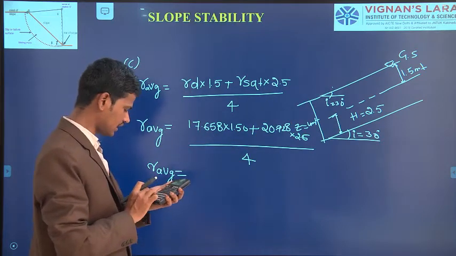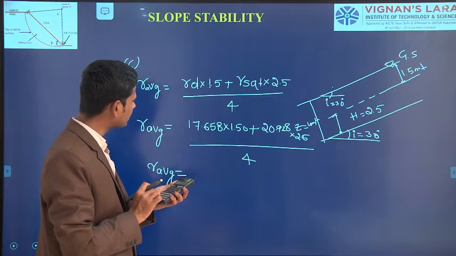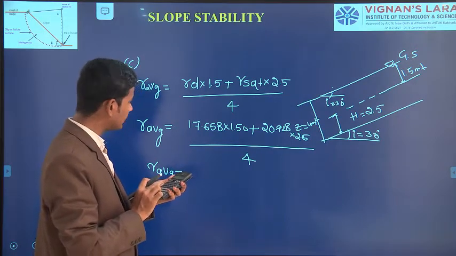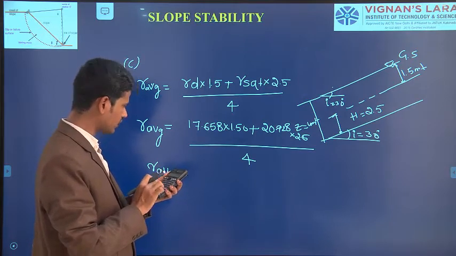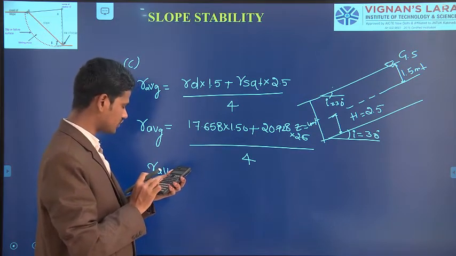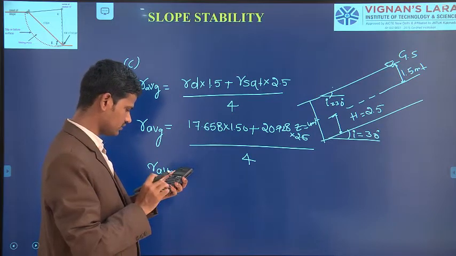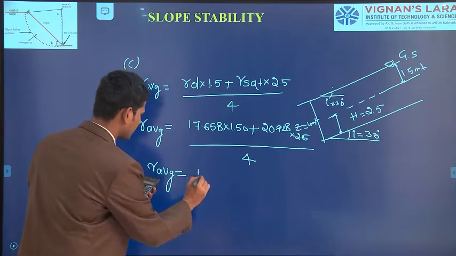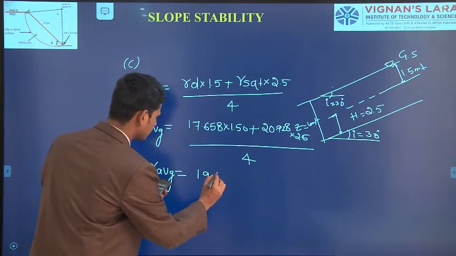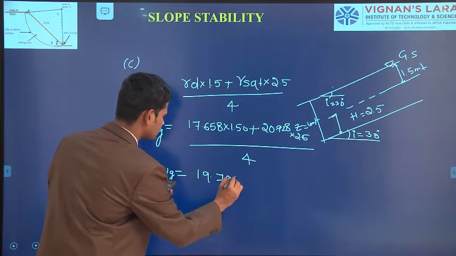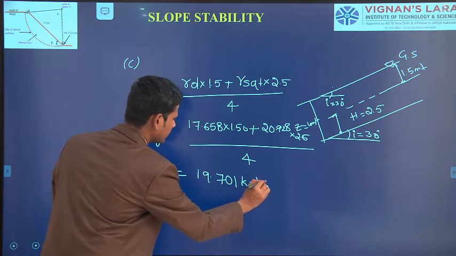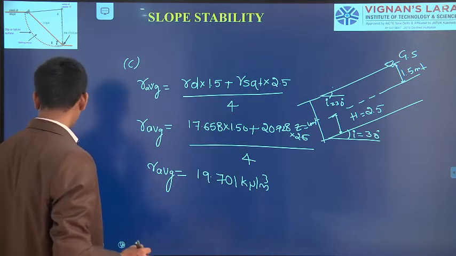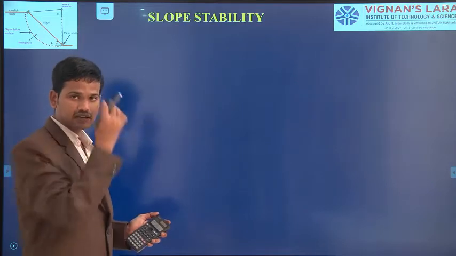condition. I am substituting the values: 17.658 into 1.50 plus 20.928 into the saturated height 2.50 divided by 4. Okay, I am getting the average unit weight of the soil mass as 19.701 kilonewton per meter cube. This is the average unit weight. We have calculated that particular value.